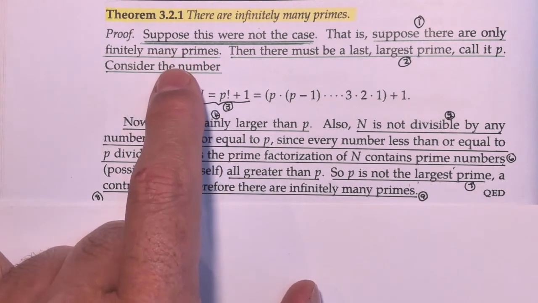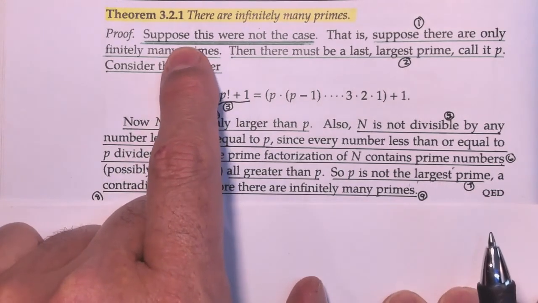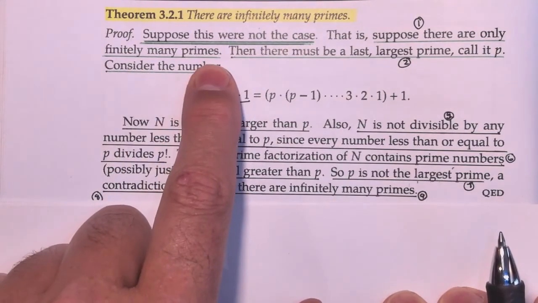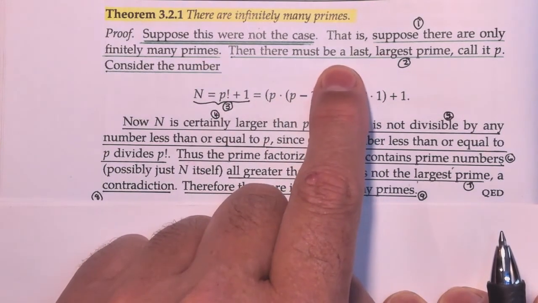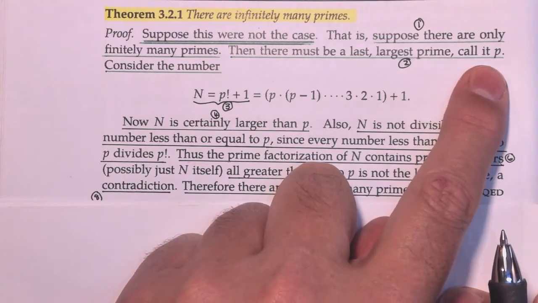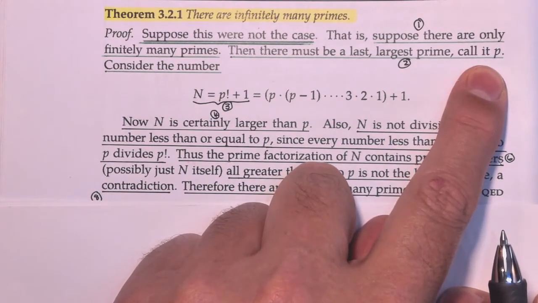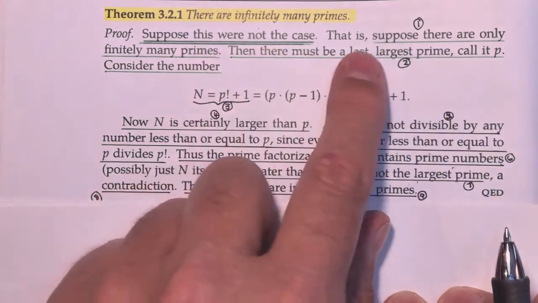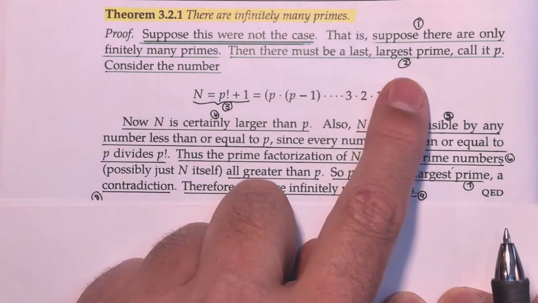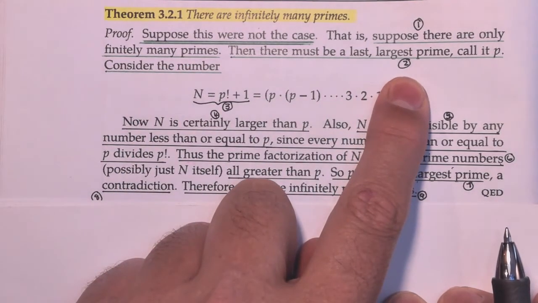So this is what we call a premise. We are going to suppose that there are a finite number of primes. Okay, it's our premise. Then there must be a largest prime, which in this case we will call P. Now what does this mean? This follows directly from this line, that there is a finite number of primes. So if there's a finite number of primes, there definitely has to be a largest prime. Okay? So it follows directly from the first line.